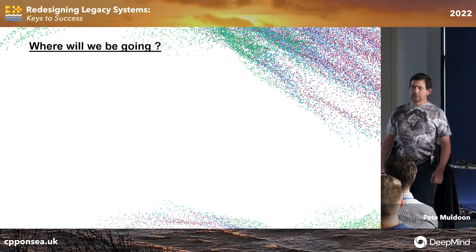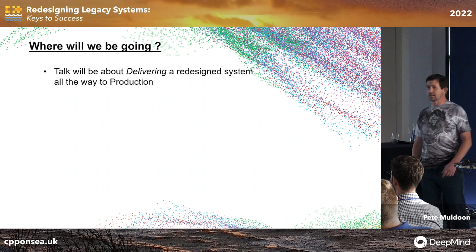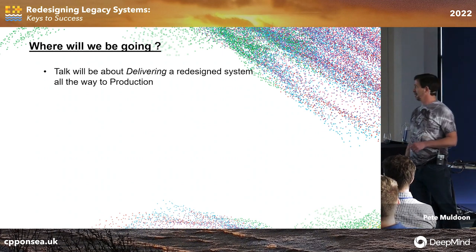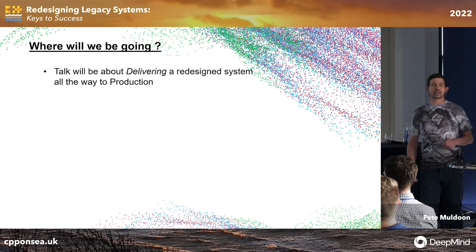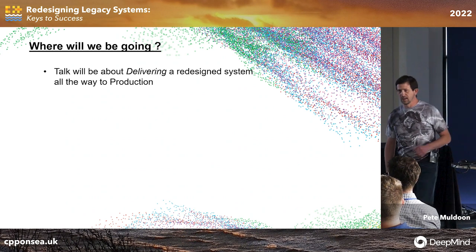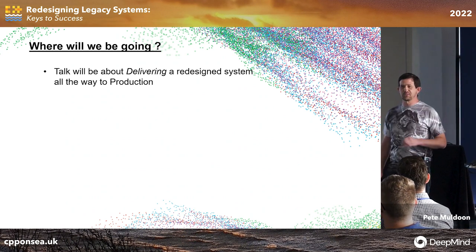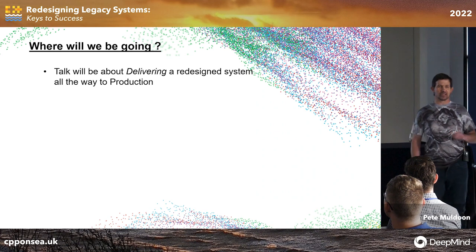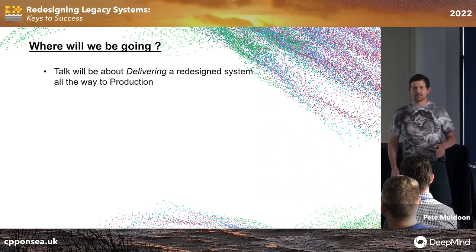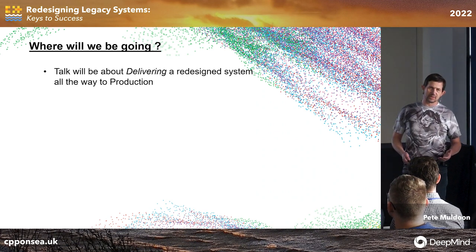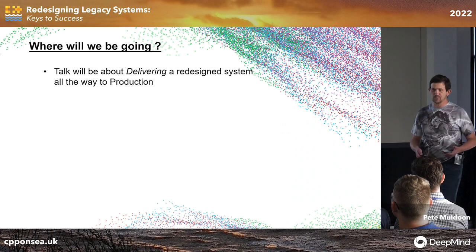So where will we be going on this talk? This talk will be about delivering a redesigned system all the way to production. Because if you do not deliver it to production, your work is never realized. Right? So you have a really great thing and you never get it to production. No one ever sees it. It was essentially wasted work.